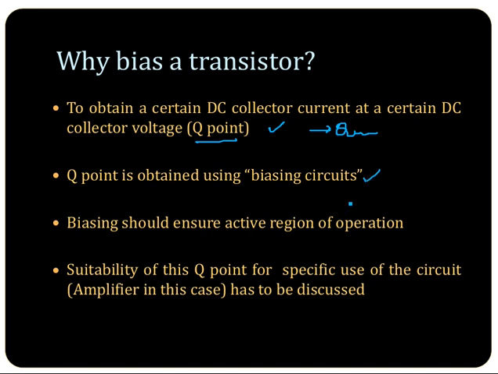Biasing circuits have to perform some other functions also. This should ensure that the active region of operation is achieved for the transistor. We also need the suitability of this Q point for the specific use of the circuit. Here we are going to discuss in detail the amplifier: where this Q point should be located, what the role of biasing circuits is, and what the factors affecting the stability of the Q point are. All these will be discussed.